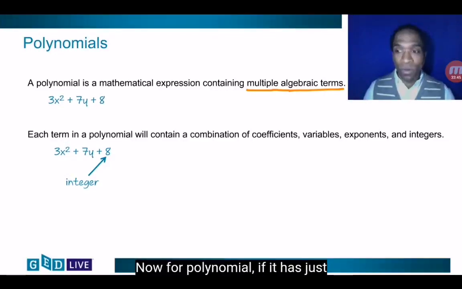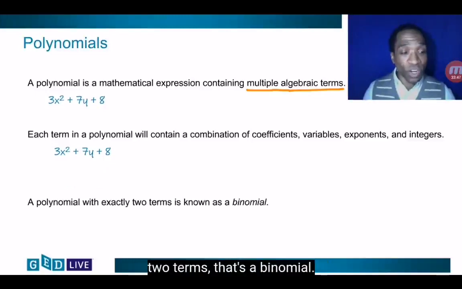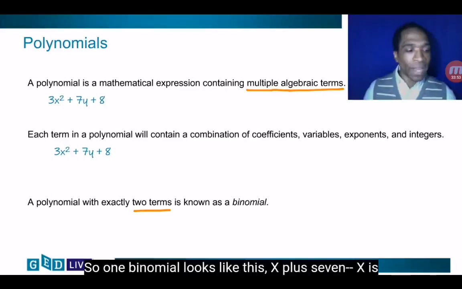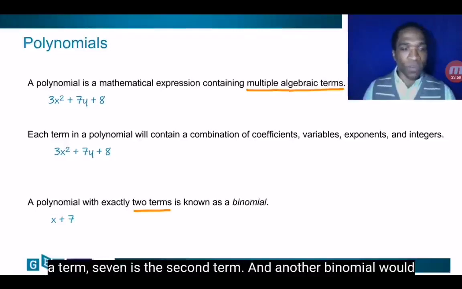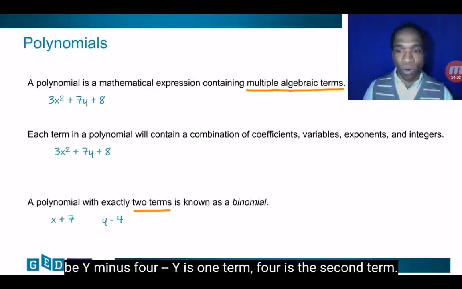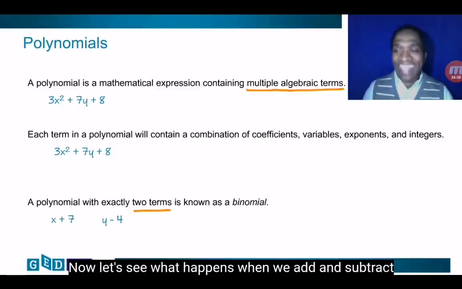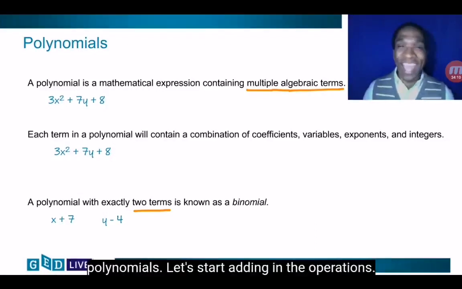Now, for a polynomial, if it has just two terms, that's a binomial. Bi goes to 2. So one binomial looks like this, x plus 7. x is a term, 7 is the second term. Another binomial would be y minus 4. y is one term, 4 is the second term. Now, let's see what happens when we add and subtract polynomials. Let's start adding in the operations.